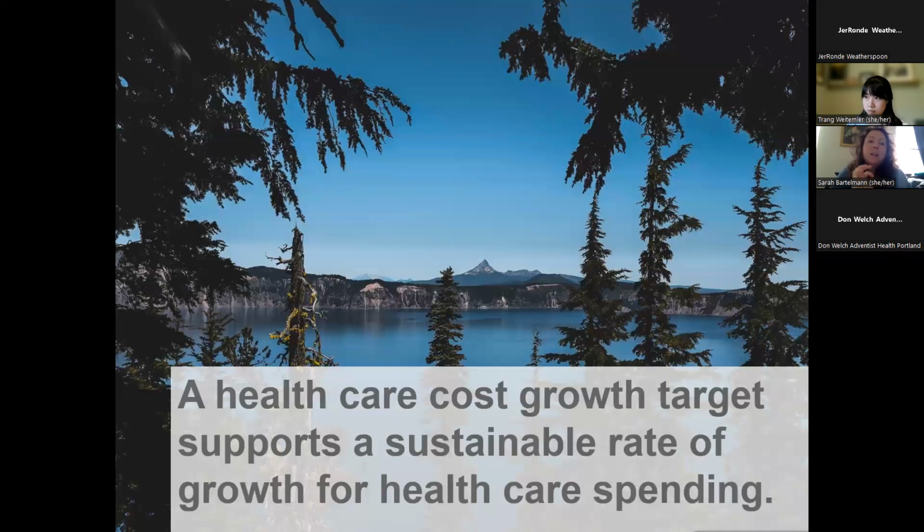Having a healthcare cost growth target, the goal of that target is to support a sustainable rate of growth for healthcare spending. So we are recognizing that healthcare costs and spending are going to continue to grow, but we want that to grow at a rate that's a little bit more sustainable. We want it to be more in line with economic growth, with other cost pressures, with other cost trends. So it's not continuing to outpace things like wages and inflation. And having that target sets that as a goal. It's an aspirational goal. So I'm going to say target throughout this whole presentation. It is a target, not a cap. And what it is saying is, this is our budget. This is what we think is a reasonable rate of growth for healthcare spending in Oregon.